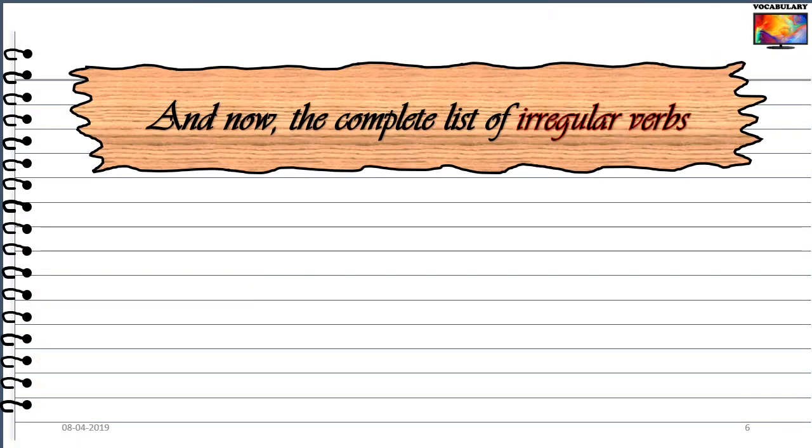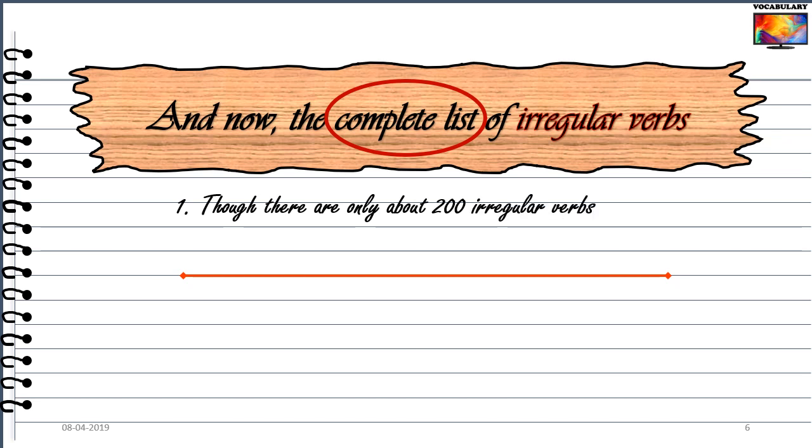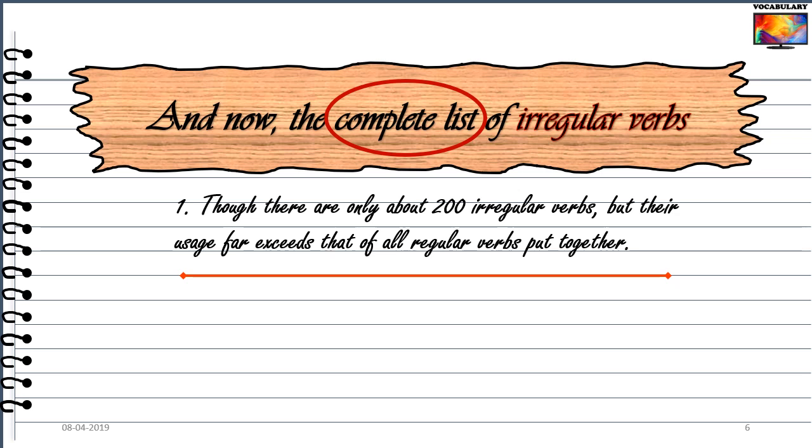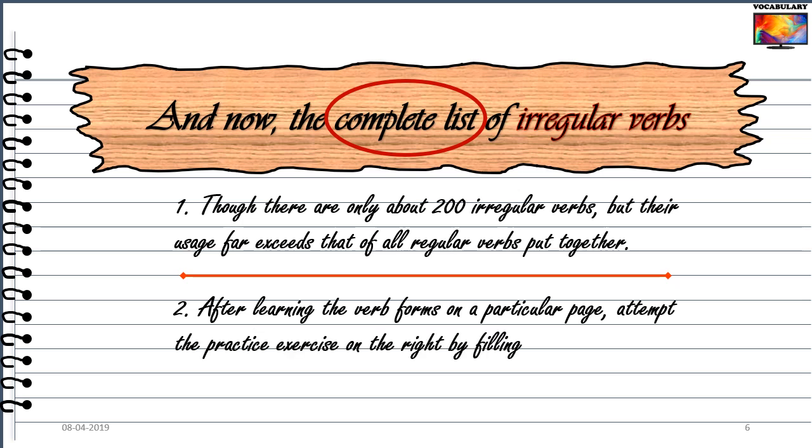And now, the complete list of irregular verbs. Some salient points to remember for irregular verbs are: though there are only about 200 irregular verbs or so, their usage far exceeds that of all regular verbs put together. So we have to just memorize the most frequent ones in this list, and we'll be very comfortable with verbs and tenses in future. How should you approach this list? After learning the verb forms on a particular page, attempt the practice exercise on the right by filling in simple past or past participle of the bracketed verb.